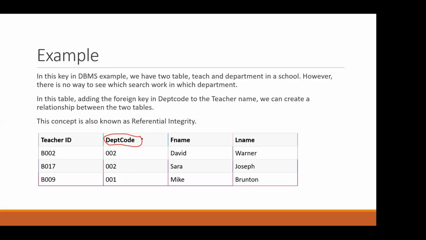This department code I have chosen as a foreign key. FK stands for foreign key, don't be confused. And once I choose this foreign key, this is called the child table. Why it is called the child table, I will tell.